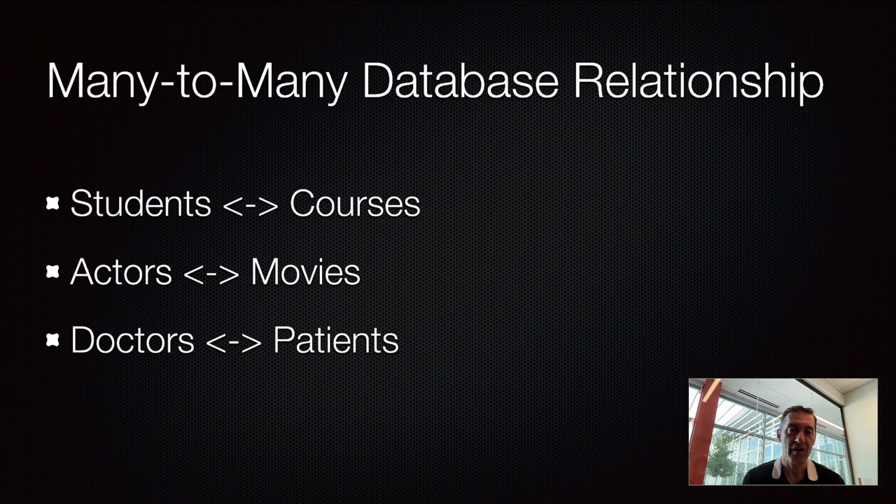But as far as many-to-many relationships, some great examples are students and courses. A single student could be enrolled in multiple courses, and a single course could have multiple students. Actors and movies. A single actor could be in multiple movies, and a single movie could have multiple actors. And same thing goes for doctors and patients.